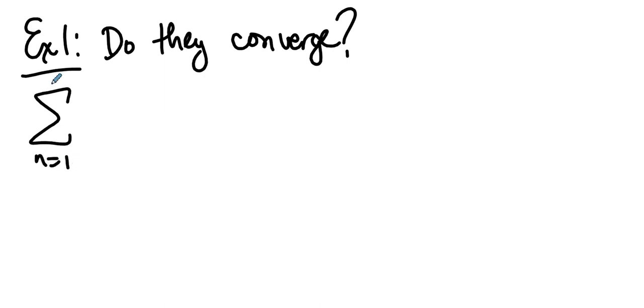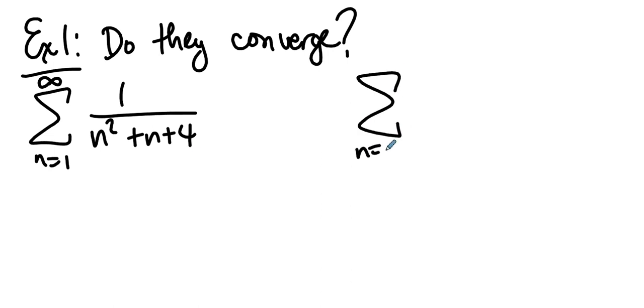Let's take the sum as n goes from 1 to infinity of 1 over n squared plus n plus 4. Does it converge? And then we'll consider the sum as n goes from 2 to infinity of 1 over natural log of n. Can't have n be 1 because, well, that's bad. So we'll consider both of these. Do they converge? Well, what can we compare this to?